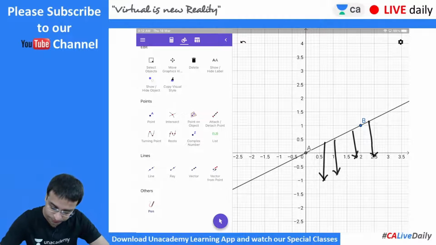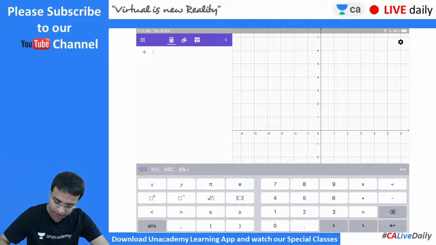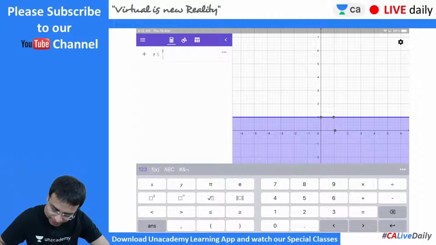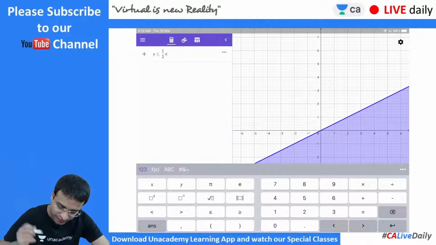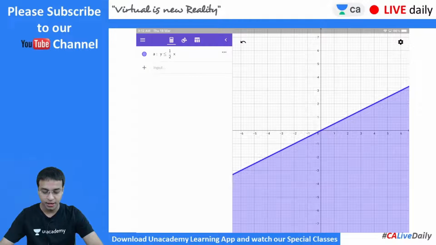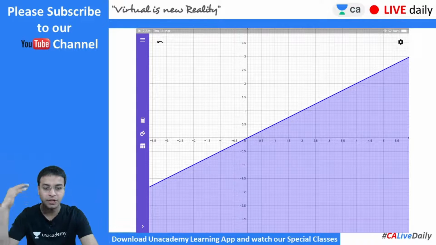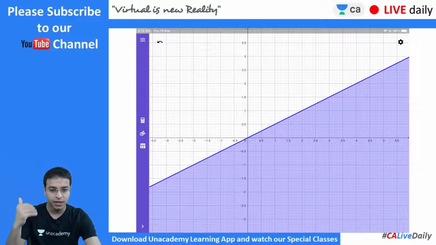Let me show you. y is less than 1 by 2 of x. See, the shading is towards the bottom. I hope everybody can see it. Right? Shading is towards bottom.